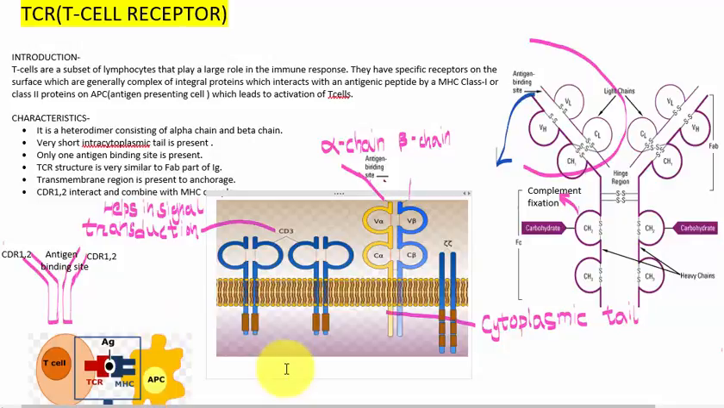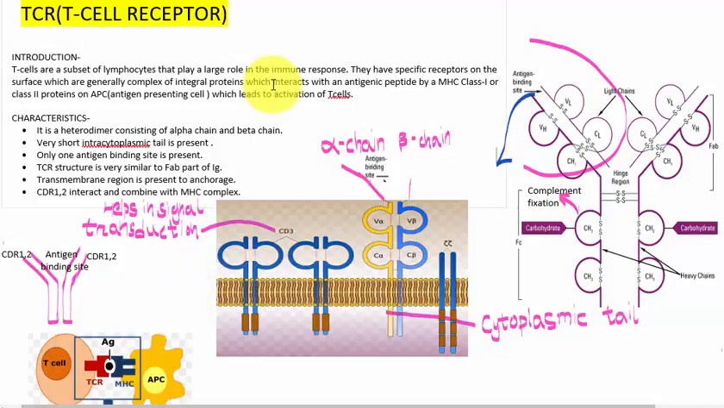The next point is that a very short intracytoplasmic tail is present, and the alpha chain and beta chain are linked with the CD3 chains. What are CD3 chains? CD3 chains are involved in the signal transduction pathway. So this is all about the T cell receptor.